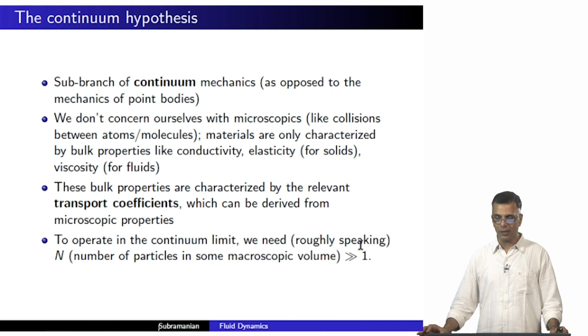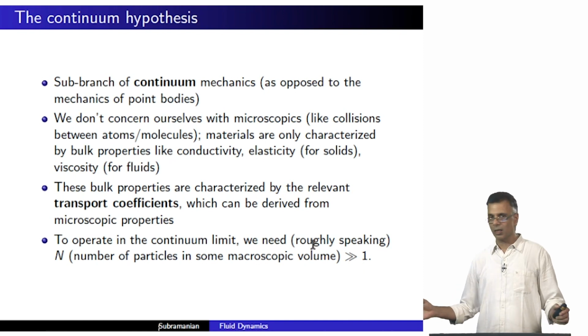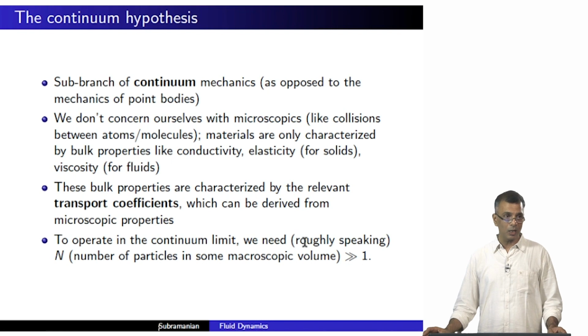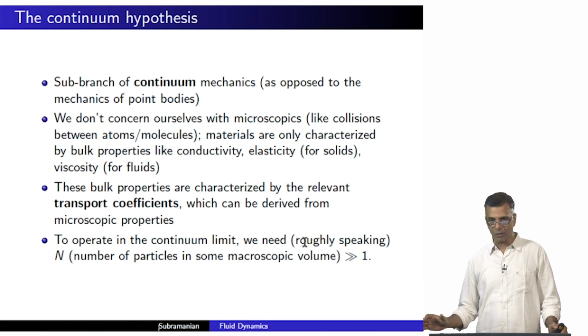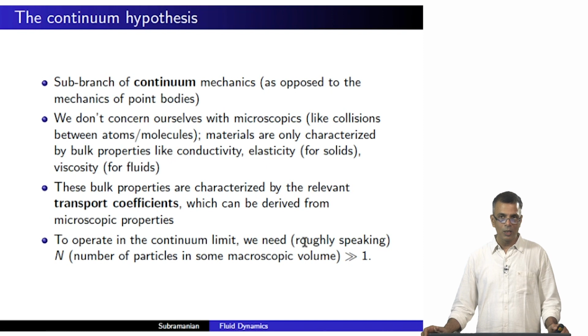Notice the two vague adjectives in this sentence, in some macroscopic volume. Yeah. So what do you mean by some macroscopic volume? Say this room that I'm standing in, the size of this room is say about 10 feet or maybe a little more. So a representative macroscopic volume would be say 1 cubic foot.